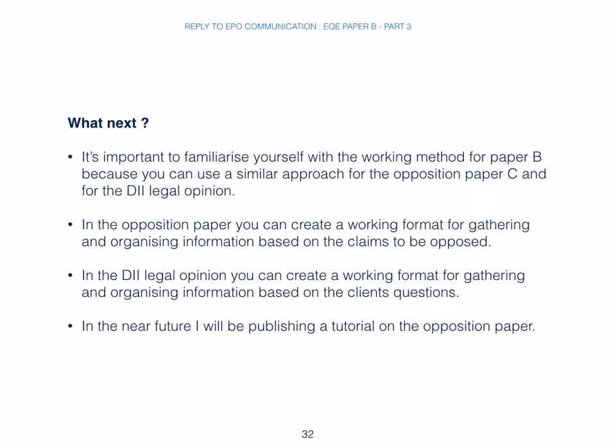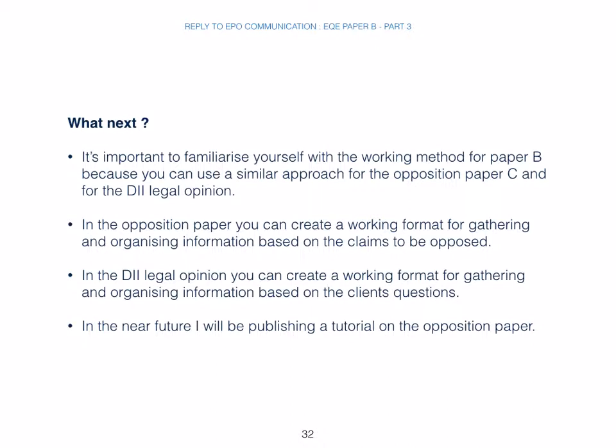It's important to familiarize yourself with the working method for paper B, because you can use a similar approach for the opposition paper C and for the D2 legal opinion. The working method for paper B requires collecting together all of the information in the format of your planned reply letter. In the opposition paper, you can create a working format for gathering and organizing information based upon the claims to be opposed. In other words, in the opposition, you take the claims to be opposed, and all of your organization and planning is done as a function of the claims to be opposed.